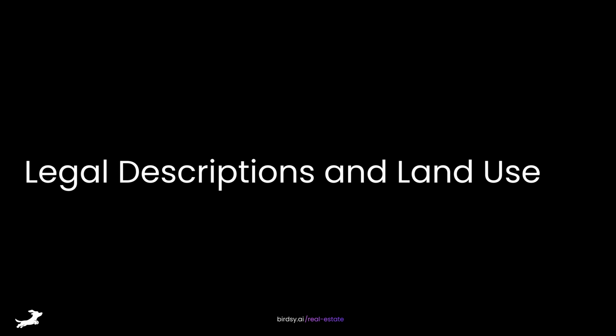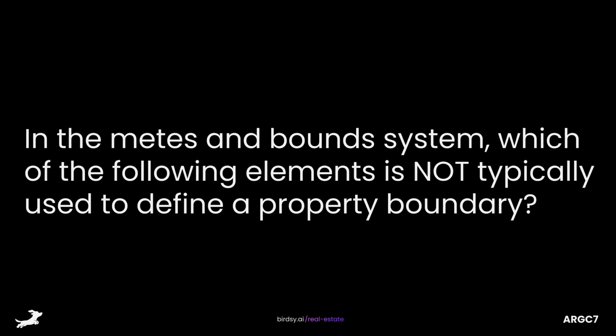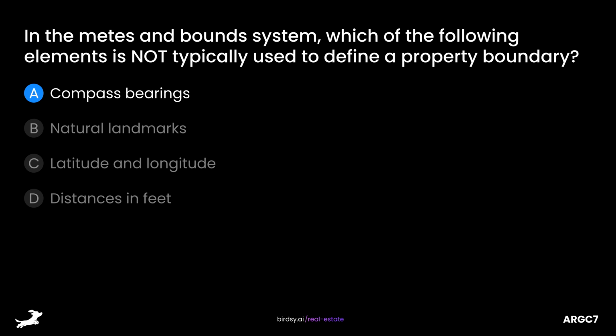Legal descriptions and land use. Metes and bounds, lot and block, rectangular survey system. In the metes and bounds system, which of the following elements is not typically used to define a property boundary? Is it A, compass bearings, B, natural landmarks, C, latitude and longitude, or D, distances in feet? The answer is C, latitude and longitude.